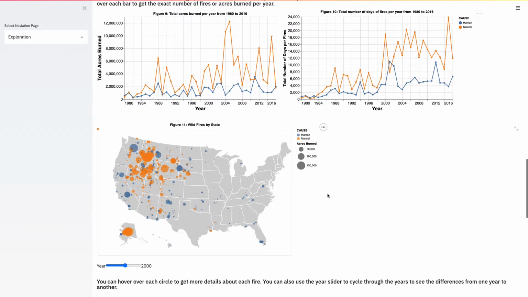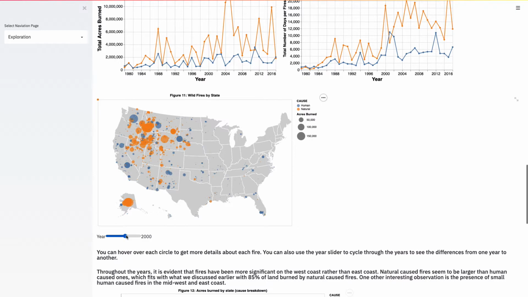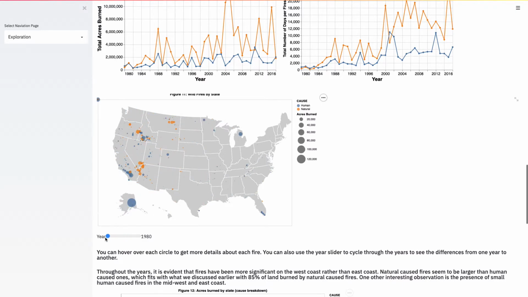Next, we have a map of the US where all the significant fires are plotted on the map for a given year, and the size of the circle is proportional to the acres burned of the fire, so how big that fire was. The orange depicts the natural caused fires and the blue depicts the human caused fires. You can use the year slider to cycle through the years to see where the fires occurred, how large they were, and what caused them.